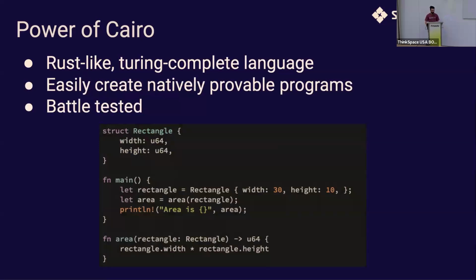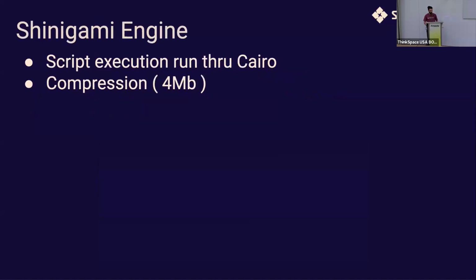I'll briefly discuss Cairo here. Cairo is a Rust-like Turing-complete programming language developed by the StarkWare team. It allows you to easily create provable programs in a normal programming way, instead of having to build custom circuits or do anything crazy like that. You just program like you normally would, and by the nature of building in Cairo, you're able to execute those programs in a provable context. And Cairo's been used a lot for StarkNet and things like StarkEx exchanges, so it seems to be pretty battle tested at the current state.